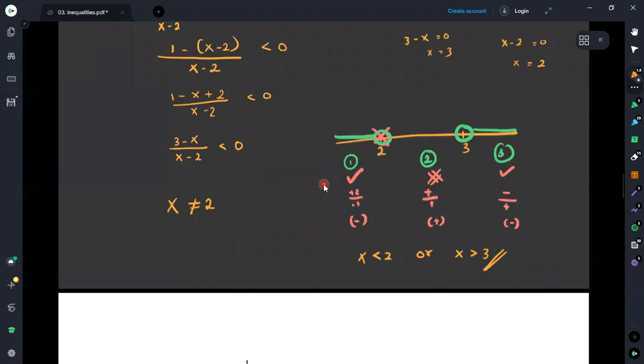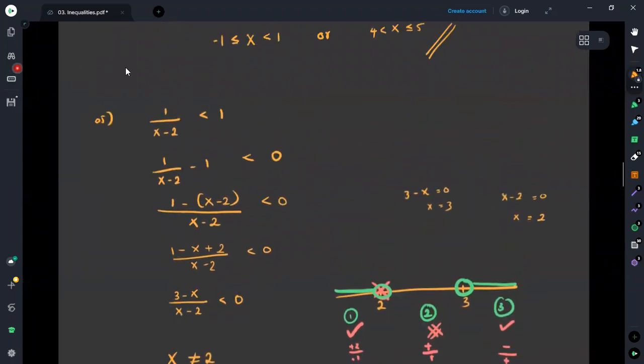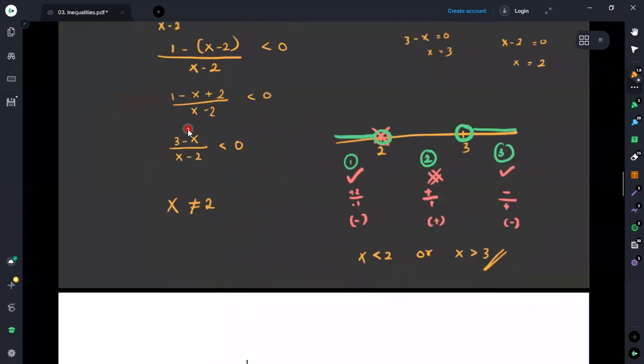What we have to keep in mind is, if you see the quotient form in the inequality, we have to take all the terms to one side, and thereafter we can take the common denominator, and then we can find the solutions which satisfy the inequality.